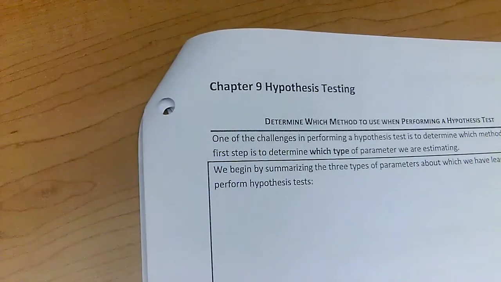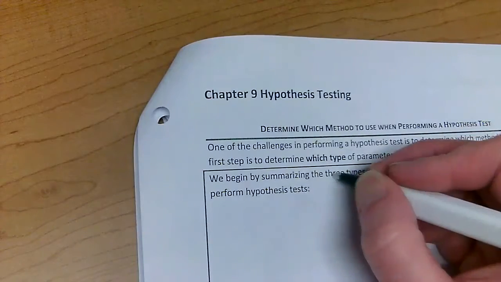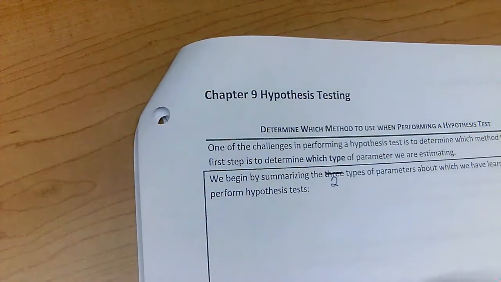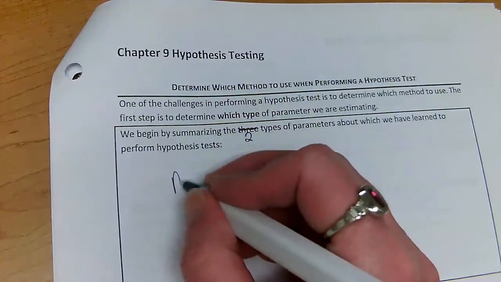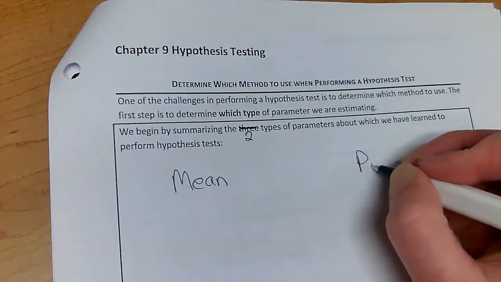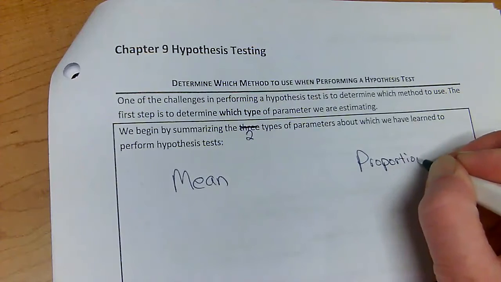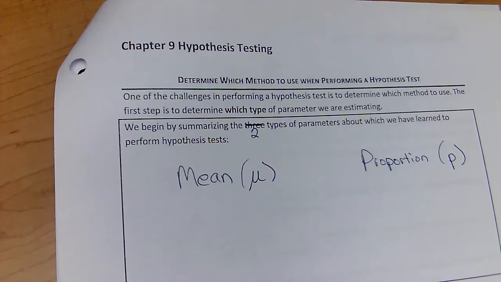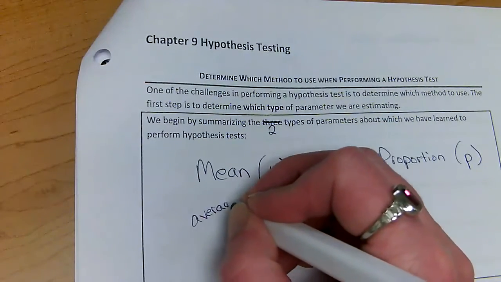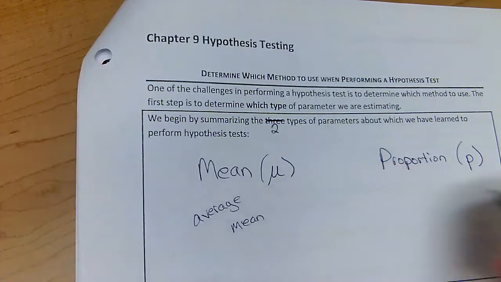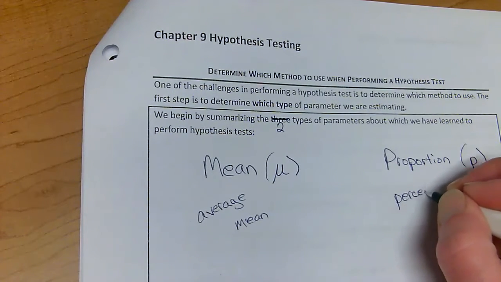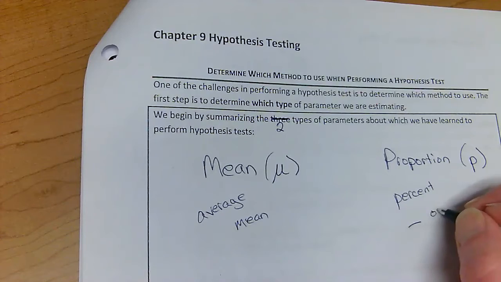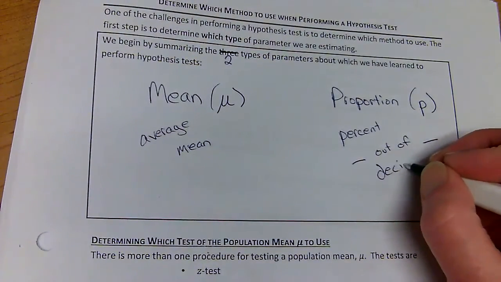Now, I'm going to go ahead and talk about this. Determining which type to use. And it says we did 3 in the textbook. They did 3. We're doing 2. So we're either going to be testing about a mean or about a proportion. And so we're always testing the population mean and the population proportion. That's what we're testing. And you're going to see words like average and mean. And here you're going to see things like percent. And we're going to have so many out of so many. You're going to have these decimals when they're dealing with percents.